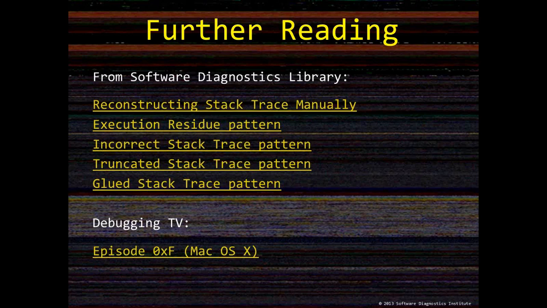The Glued Stack Trace pattern can be used to join partial past stack trace fragments, or a past fragment with a part of the current stack trace, like we have seen. I also did a similar exercise in the past for Mac OS X. For this, please check the episode on Debugging TV.